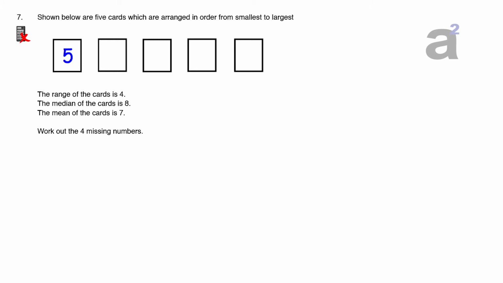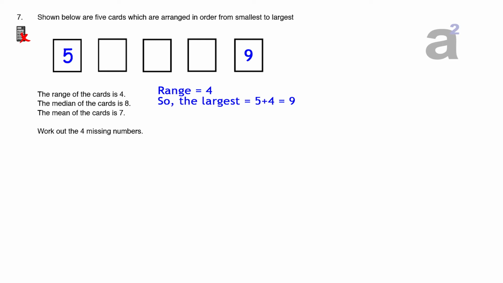There is an interesting question here. Shown below are 5 cards which are arranged in order from smallest to largest. Only one number is given, which is 5. The other 4 numbers are not given. But the range of the cards is 4. So if the range is 4, that means the highest minus the lowest is 4. So the highest should be 5 plus 4, which is 9. So we got the last number, which is 9.